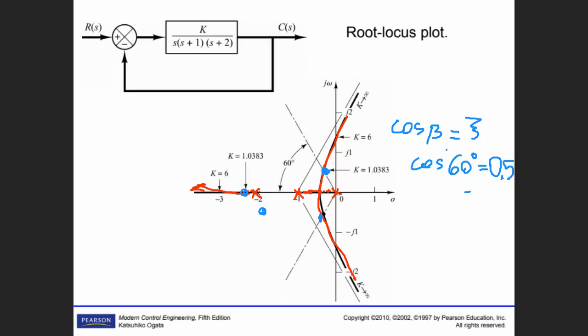Now I ask you, how do you find those black points? I might ask you in examination too. How do you find those black points, where the value of k is such that your system is crossing the omega axis?